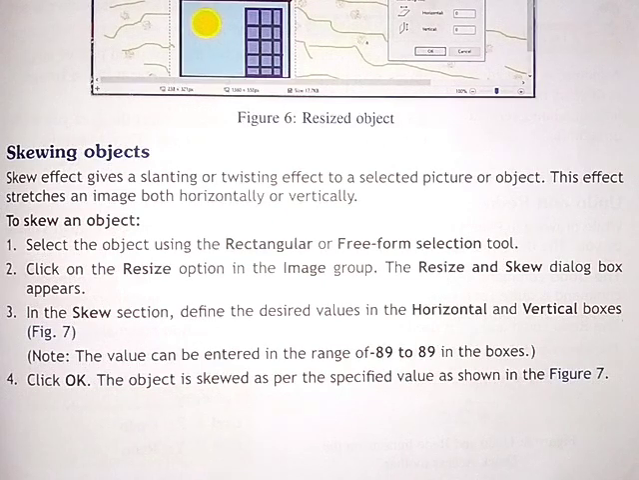Third, in the Skew section, define the desired values in the Horizontal and Vertical boxes. Note, the value can be entered in the range of -89 to 89 in the boxes. Fourth, click OK. The object is skewed as per the specified value as shown in Figure 7.